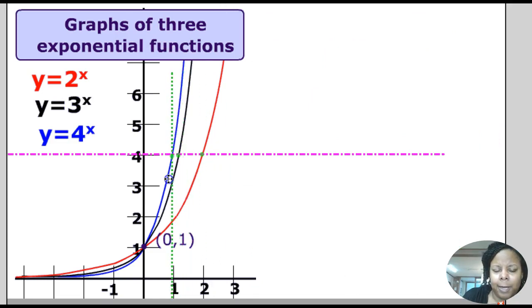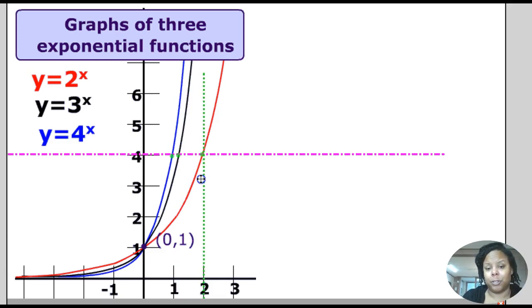So the y value of 4 is obtained by y equals 4 to the x, with x something close to 1. For y equals 3 to the x, x is something close to 1 and a 10th. And for y equals 2 to the x, x should be something close to 2, if not 2. And we can find that out via the graph. I want to show you how to do that on the Inspire as well. It's a little bit easier.